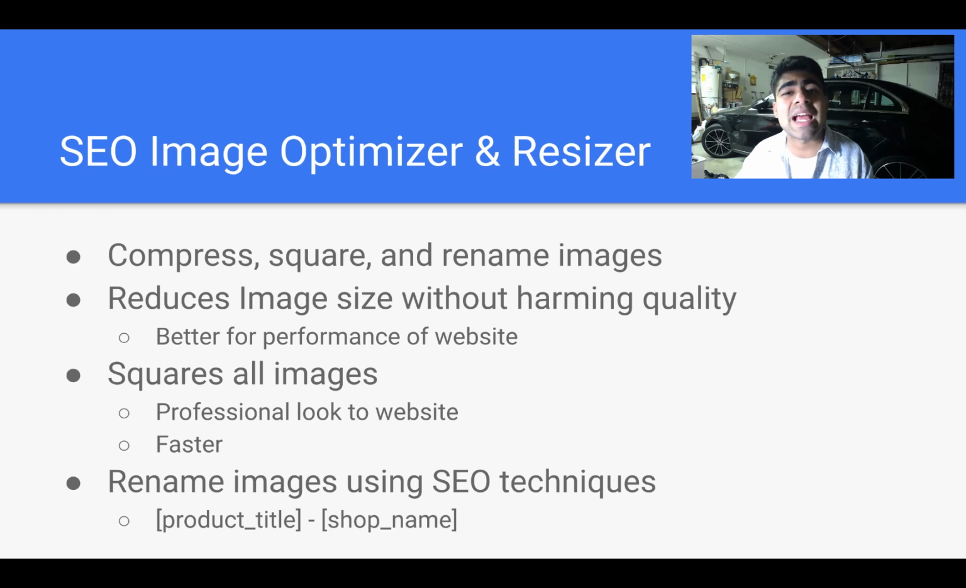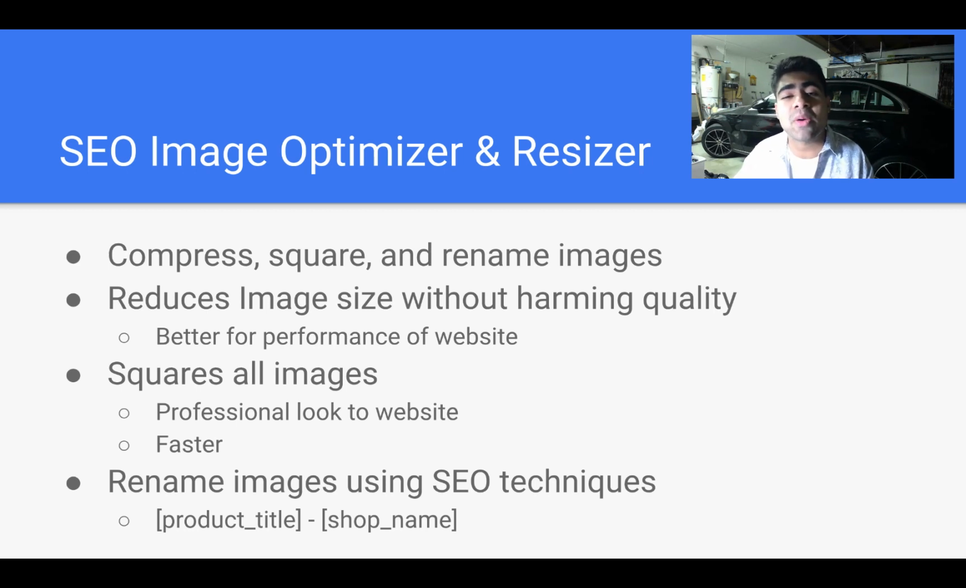The first one is getting an application for your website. And this app is specifically called SEO Image Optimizer and Resizer. So this app you can find in the Shopify App Store deals with images. Now what does this app exactly do? The main tasks that this app does is it compresses, squares, and renames your images so that they're properly optimized.